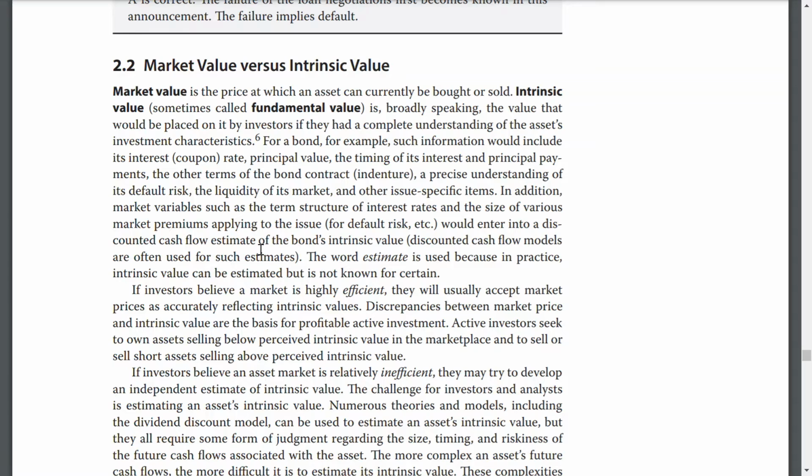The word estimate is used because in practice intrinsic value can be estimated, but it is not known for certain. If investors believe a market is highly efficient, they will usually accept market prices as accurately reflecting intrinsic value.